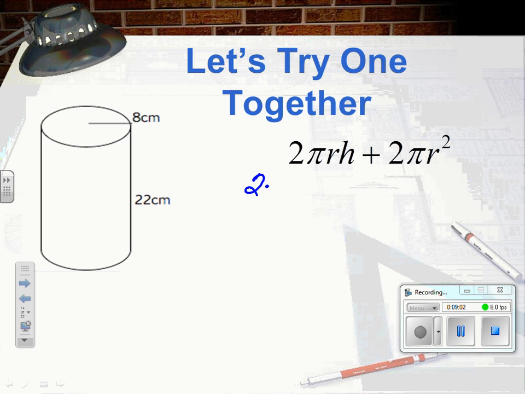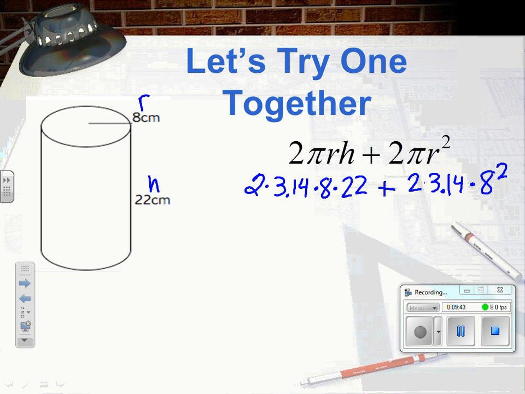2 times 3.14. I am following exactly what my formula is telling me. Then I'm going to say times r, my radius. I probably should have labeled my radius and 22 as my height. That way I know. Times my radius of 8 times my height of 22 plus 2 times 3.14 times my radius, which is 8, squared. All right, so let's go ahead and plug these numbers in.